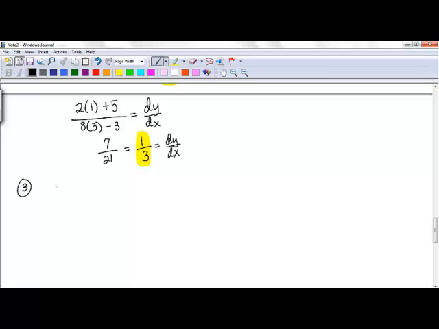Okay, find the derivative of y with respect to x for the function x cubed minus 7x squared y cubed plus 4y squared equals negative 16.